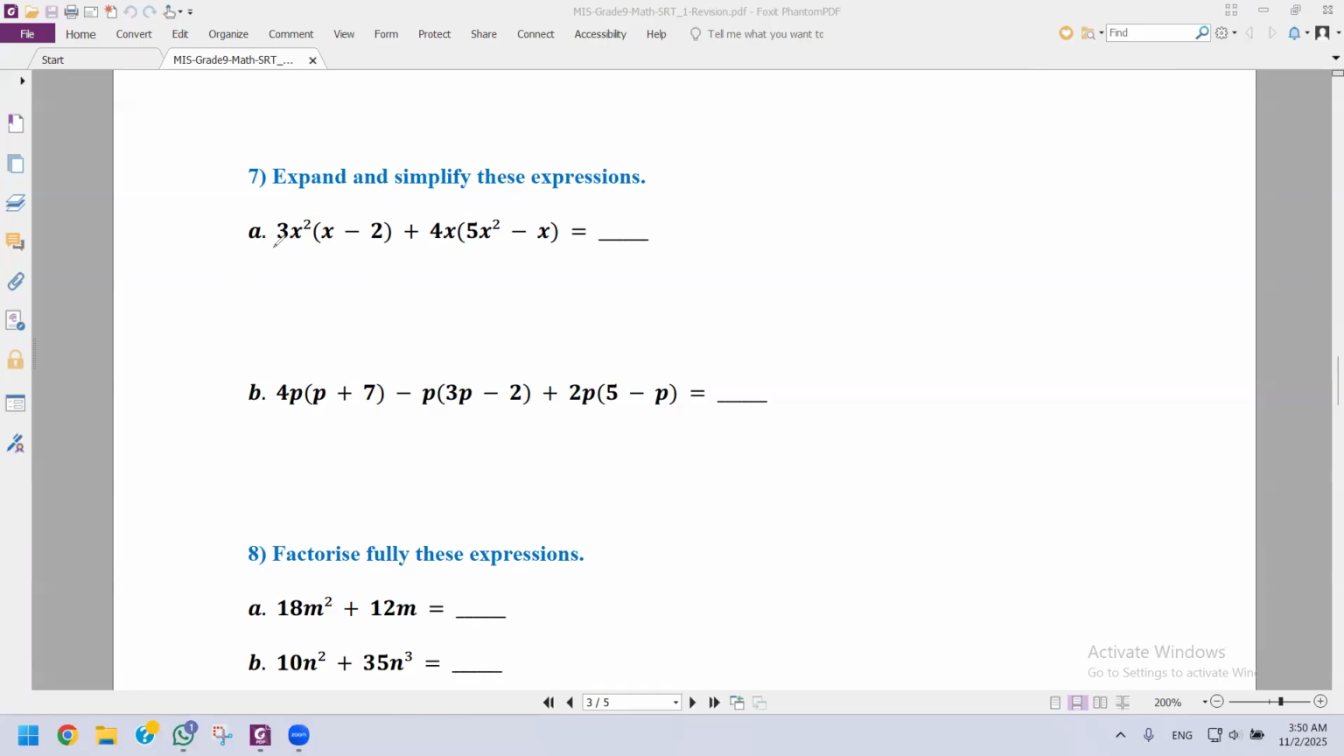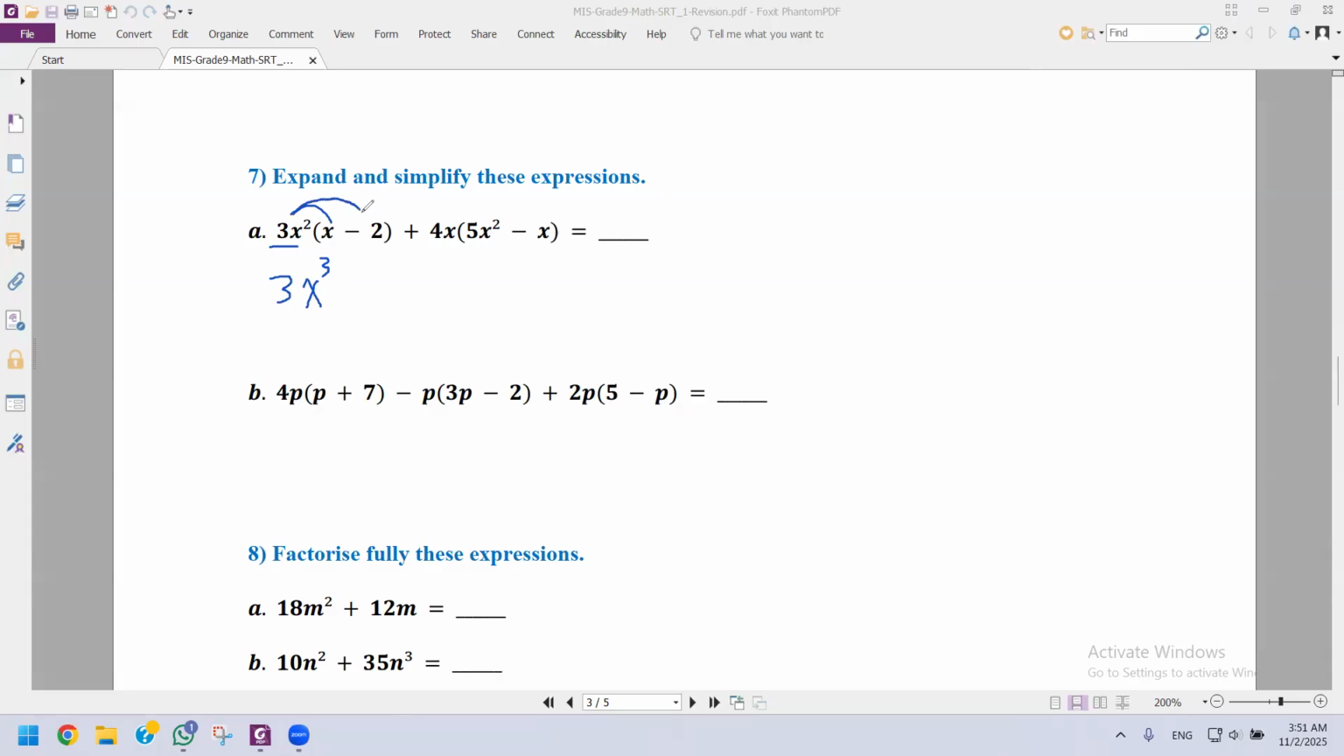Now, 3x squared times x. First, I multiply the numbers. 3 times, here nothing, which means 1. So it's a 3. x squared times x. We said that we add the powers. x squared times x power 1 is x cubed.